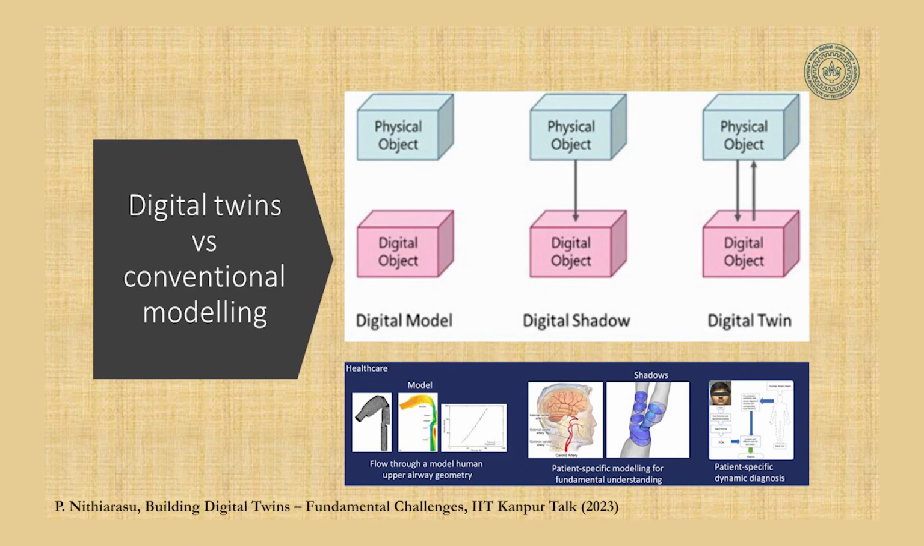Now, you can create a patient specific model which is just for this particular patient. If it is for this particular patient, then you can take some data from this patient and insert it into this model, then that becomes a digital shadow. So, for a specific human being, you take some data and you incorporate it into this model, then it becomes a digital shadow. That is a patient specific model for fundamental understanding. There is some flow of information from the object to this model. So, that creates the shadow.